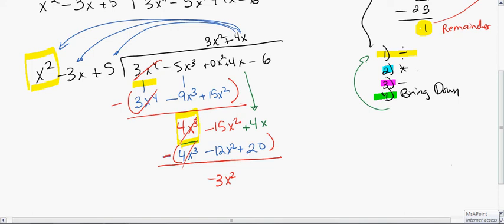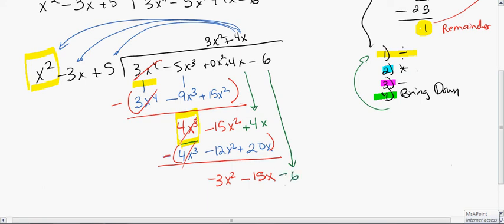The 20, did I miss an x? Oh, I did miss an x. 4x times 5 is 20x. I can't combine things unless they have like terms, so I'm glad I caught that. 4x minus 20x is going to be negative 16x. Hmm, negative 15x. So that's the subtracting part, and then the last step is to bring down. So I'm going to bring down the minus 6. And then we're going to repeat.